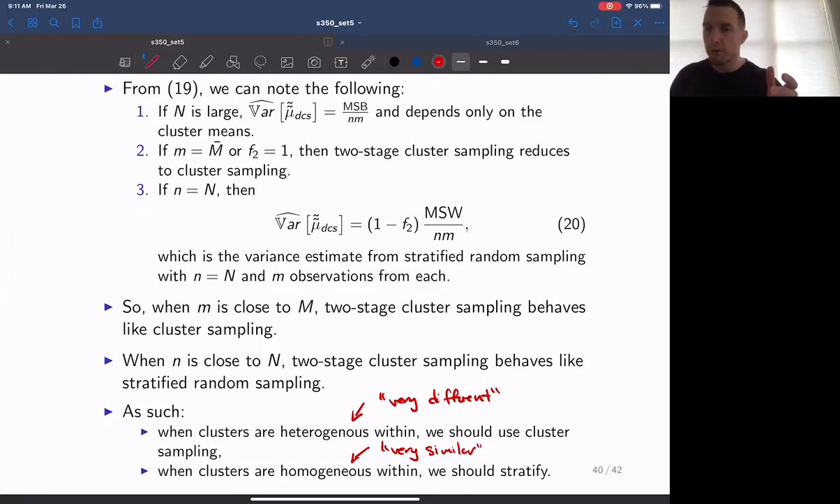So again, what we're doing here is we're just looking at a special case of the two-stage cluster sampling approach where we have an equal number of observations within each of the clusters. In the situation where we have an equal number of observations within each of the clusters, we have an approximation to the variance that would be based off of ANOVA type calculations. And in that situation, we can show the relationship between two-stage cluster sampling and cluster sampling, and between two-stage cluster sampling and stratified random sampling. Any questions?